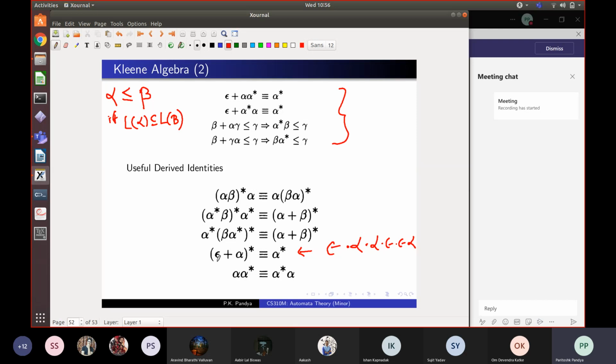That is what the left hand side, this term is saying. Epsilon plus alpha star will look like this. And all these epsilons don't contribute anything. Anything dot epsilon will give you that thing only. Epsilon dot alpha is same as alpha. So you can remove all the epsilons here. You will get some number of repetitions of alpha. So it will be included in alpha star. So I think I've given you a kind of intuitive understanding of why this rule holds. You can check for yourself that all these rules hold.